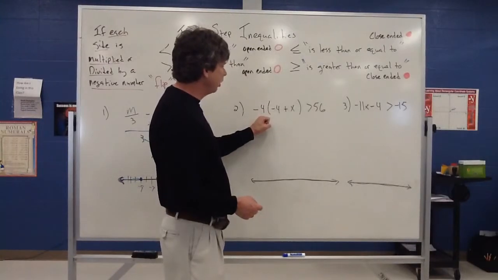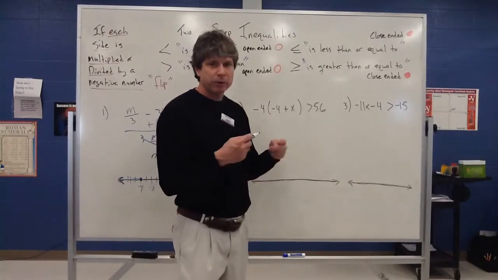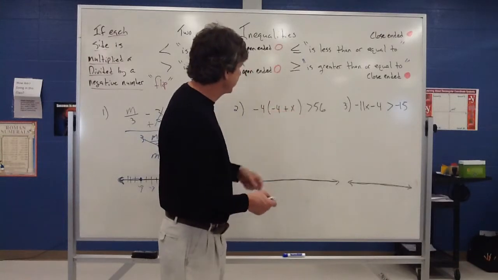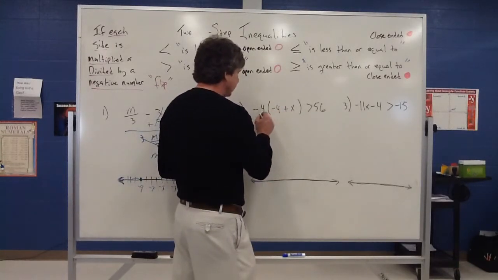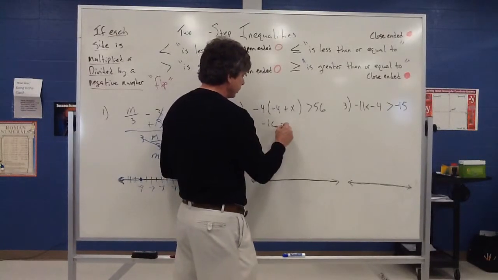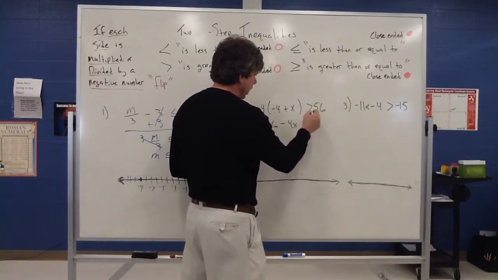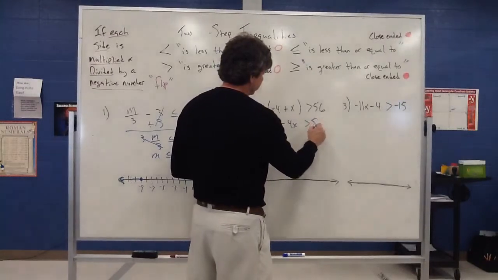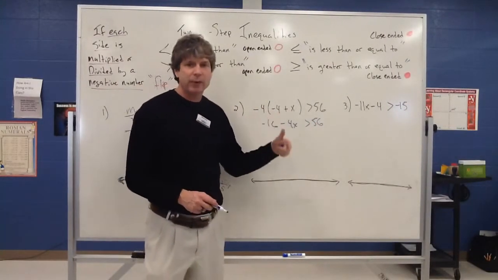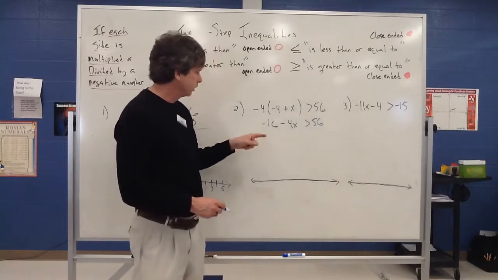So solving this inequality, remember with equations you have to remove the parentheses first. Combine like terms, distributive property. I needed to multiply the negative 4 through the parentheses. So negative 4 times a negative 4 will be a 16. Negative 4 times x will be a negative 4x. And I have a greater than 56. So notice that when you multiply through the parentheses, that removes the parentheses out of the problem.